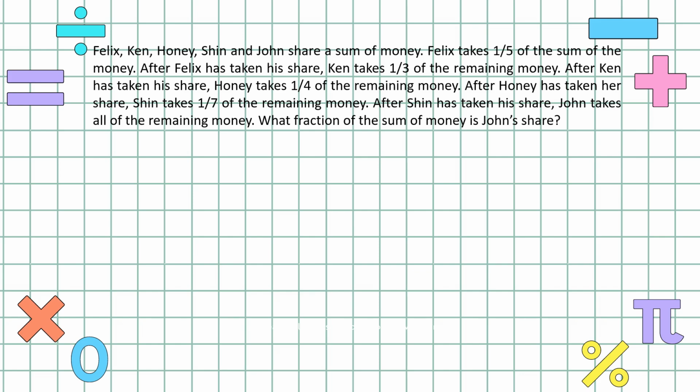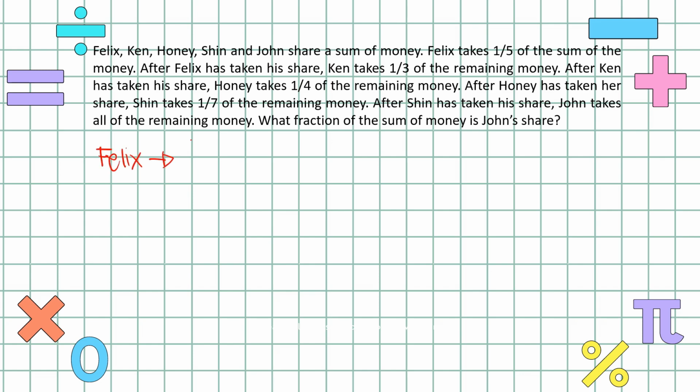Now, what you notice here is that the share of each person is represented through a fraction. And this is called fractional distribution, where each subsequent share is a fraction of the remaining amount after the previous share has been allocated. And how do we answer this type of problem? Let's find out. Now, let's start with the first person who took his share, and that is Felix.